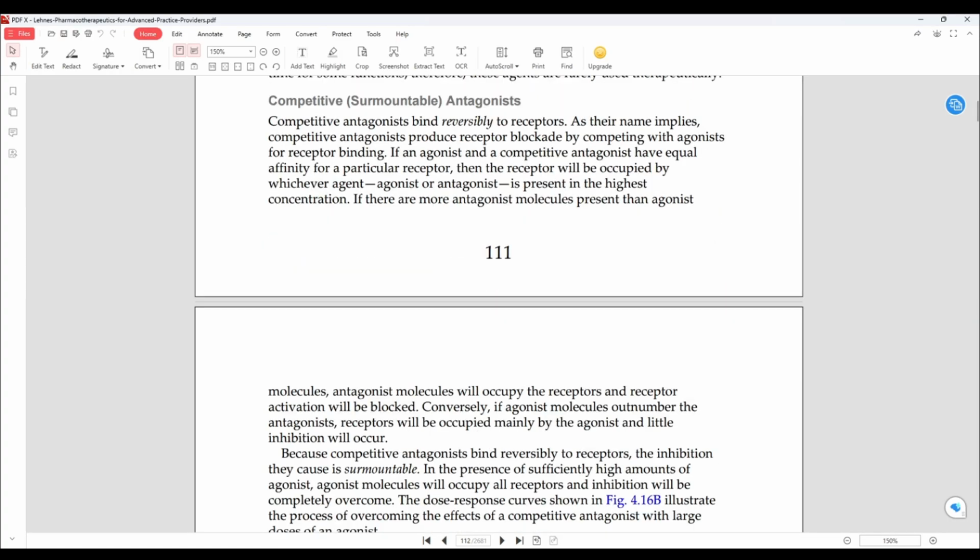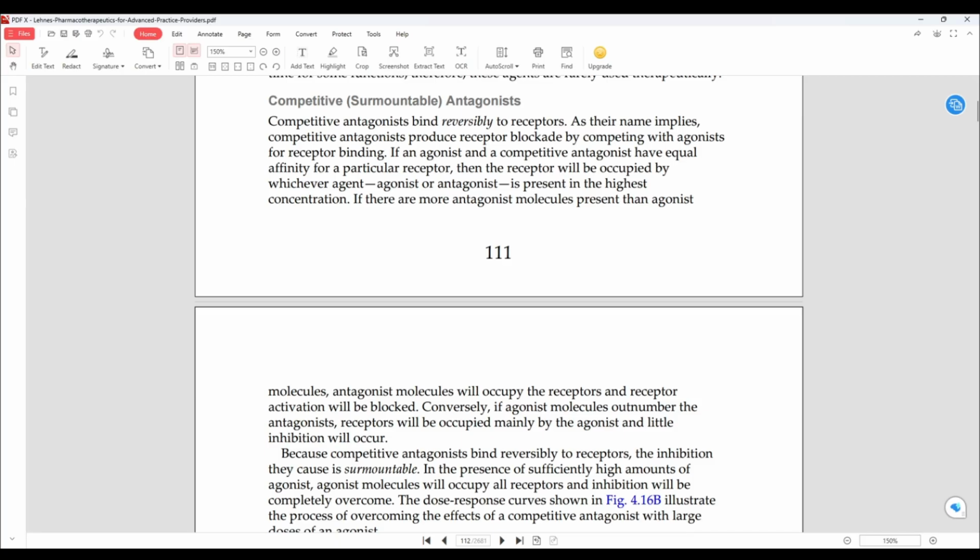Bringing us to the competitive antagonist, the surmountable type. Competitive antagonists bind reversibly to receptors. As their name implies, competitive antagonists produce receptor blockade by competing with agonists for receptor binding. If an agonist and a competitive antagonist have equal affinity for a particular receptor, then the receptor will be occupied by whichever agent, whether it's the agonist or antagonist, is present in the highest concentration.